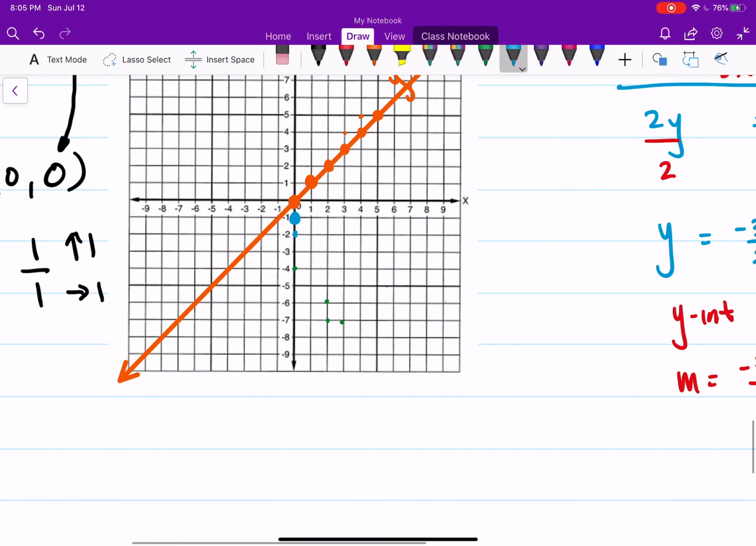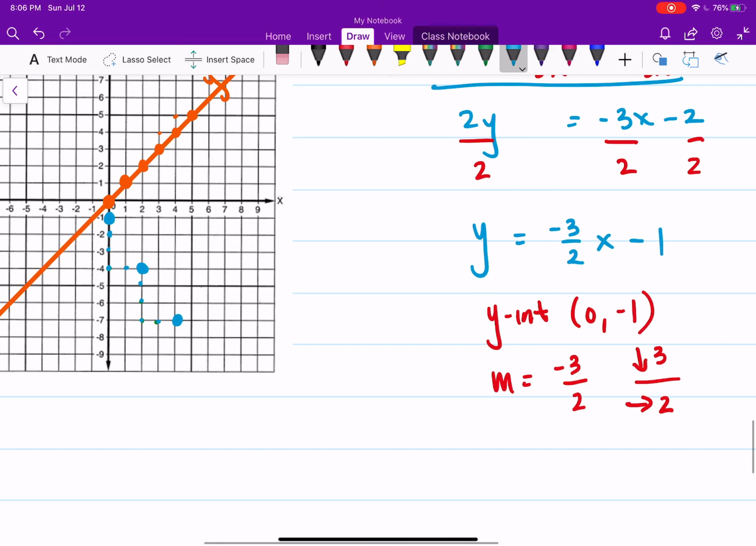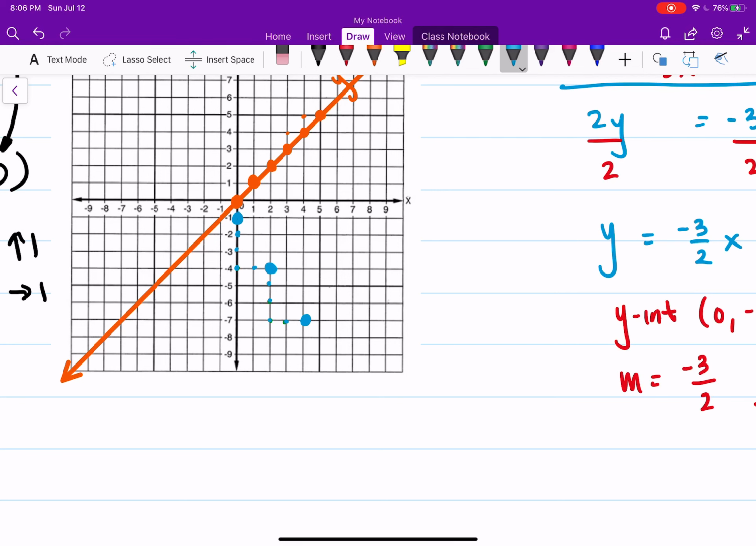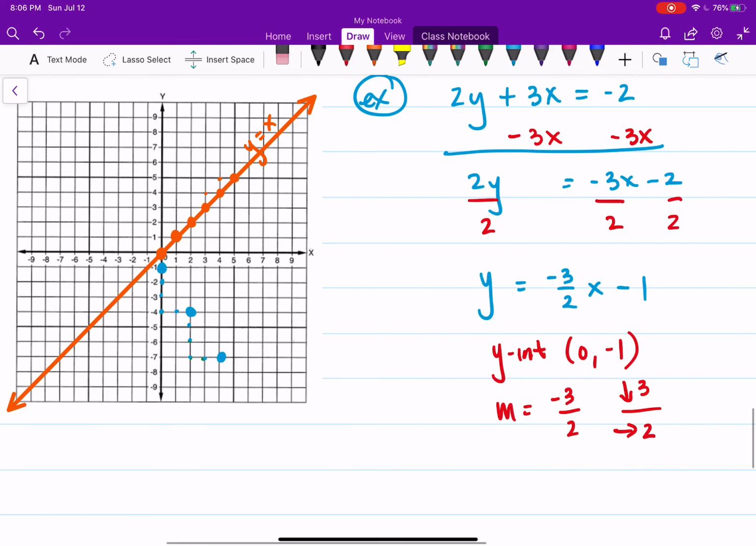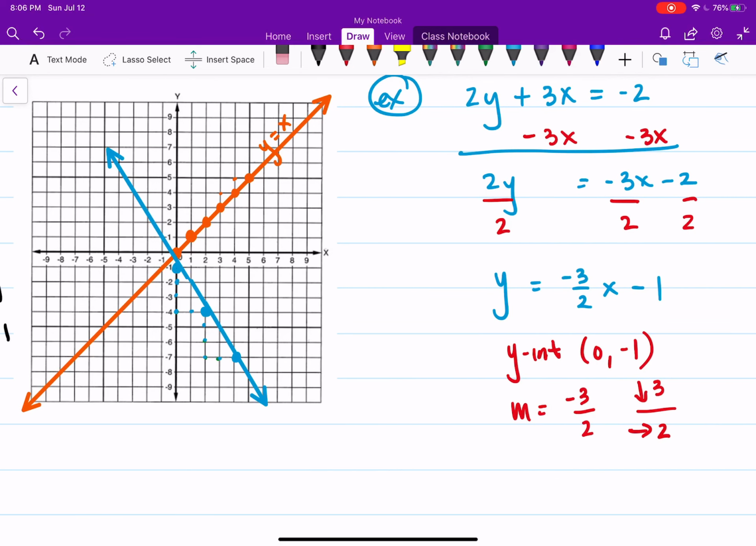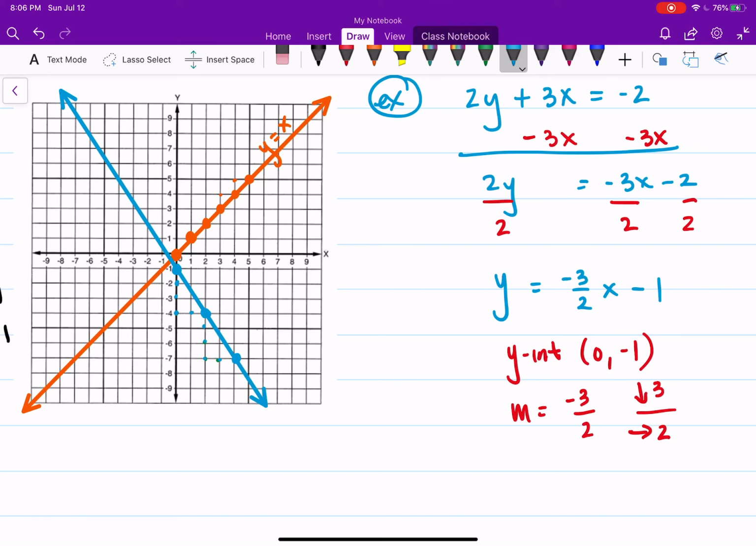Okay? So 1, 2, 3, right 2. Okay? So down 3, right 2. So now I can connect those points. Let's see how well I can do that. And there we go. Okay? So now this equation right here is y is equal to negative 3 halves x minus 1.